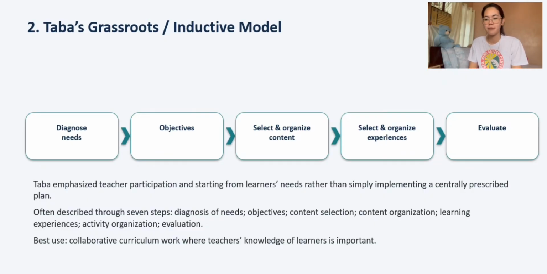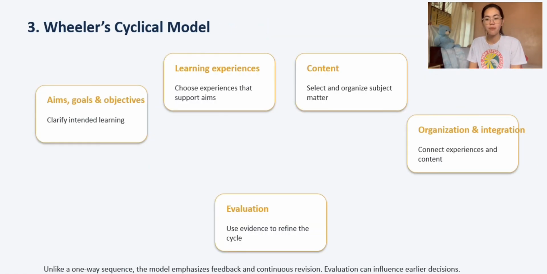This model is especially useful because teachers directly understand the needs, the abilities, and the challenges of their learners. The third model is Wheeler's cyclical model. The main feature of Wheeler's model is that curriculum development is viewed as a continuous cycle. It involves aims and objectives, learning experiences, content, organization and integration, and last is evaluation.